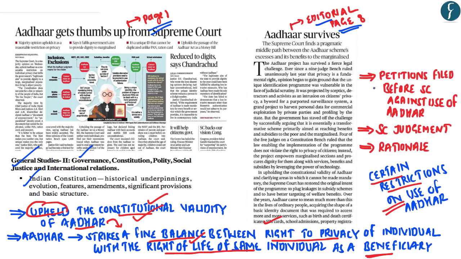So as part of this video analysis here, firstly we'll be discussing as to what all petitions were filed before the Supreme Court against the use of Aadhaar. Secondly, we'll be discussing as to what was the judgment of the Supreme Court on each of these petitions which were filed. And lastly, we'll not only be understanding as to what was the judgment of the Supreme Court, we'll also be analyzing as to what was the rationale behind the Supreme Court's judgment on the various petitions. So let us now look at the list of petitions filed before the Supreme Court against the use of Aadhaar.